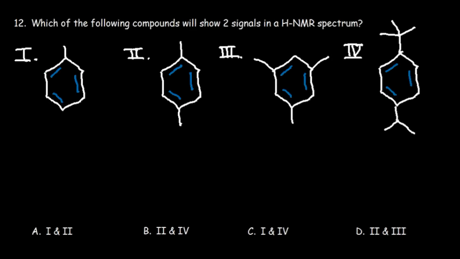Number 12. Which of the following compounds will show two signals in an H NMR spectrum? So we got to find out how many different types of hydrogens are in each of these compounds. So let's start with compound 1. We have a methyl group on top, so that would show as one signal.